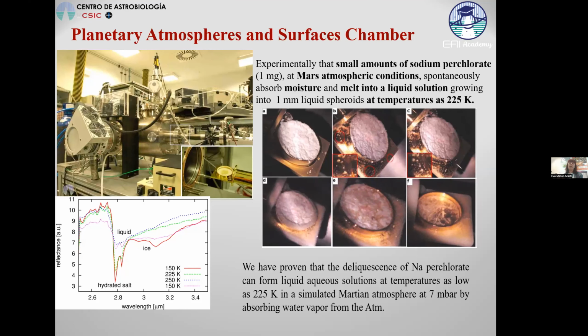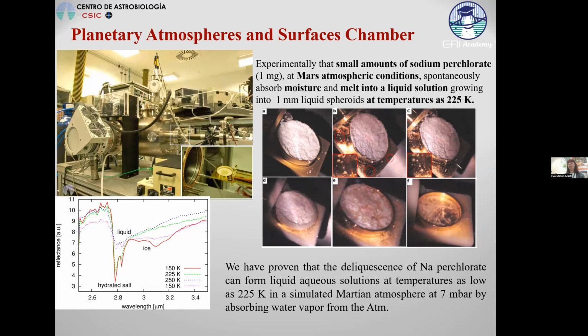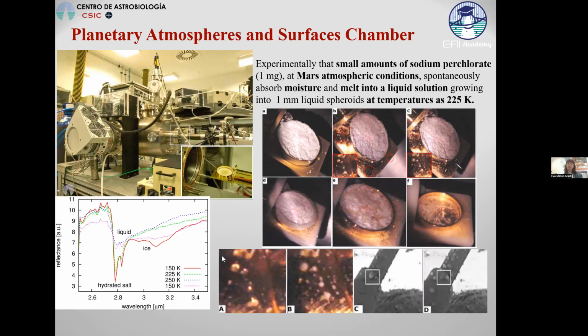And the most surprising thing was that we proved that sodium perchlorate could form that aqueous solution at temperatures as low as 225 Kelvin in a simulated Martian atmosphere. So that was a very good explanation for the process that they were seeing on Mars.